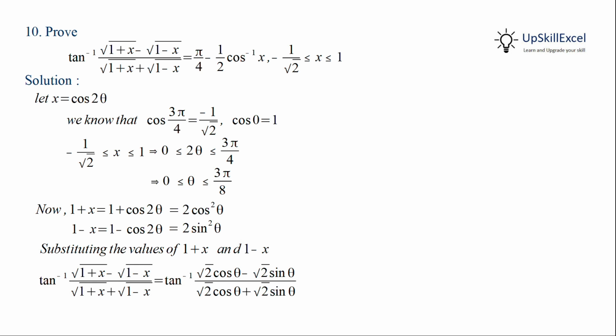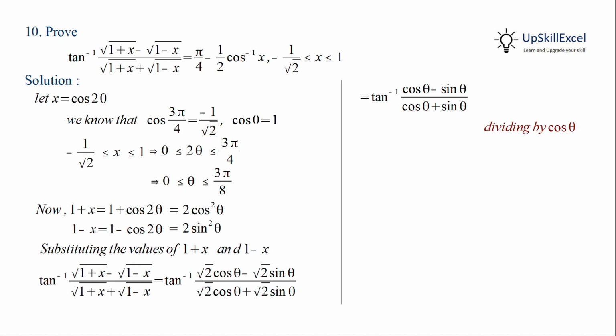2 cos theta minus root 2 sin theta divided by root 2 cos theta plus root 2 sin theta. We can take root 2 common in numerator and denominator, and then we can cancel it out, giving us tan inverse of cos theta minus sin theta divided by cos theta plus sin theta. We can divide both numerator and denominator by cos theta, giving us 1 minus tan theta in the numerator and 1 plus tan theta in the denominator.